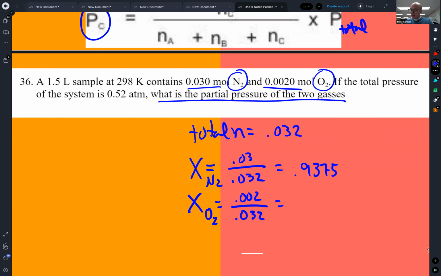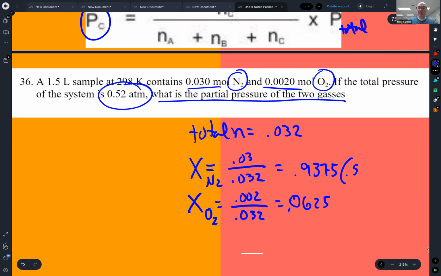And if we do the exact opposite, you're going to find that it's roughly 7%, and it's 0.0625. All right, so we have our two mole ratios. Our total pressure here is 0.52. So we would multiply by that total pressure, and these will then give us our two partial pressures.